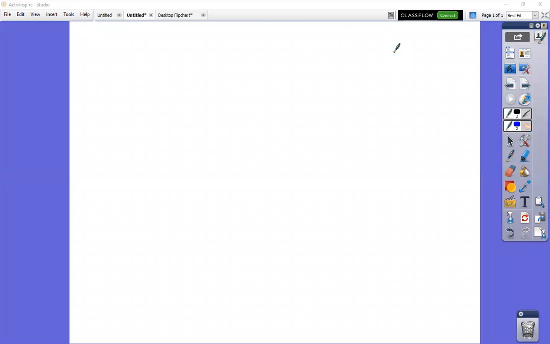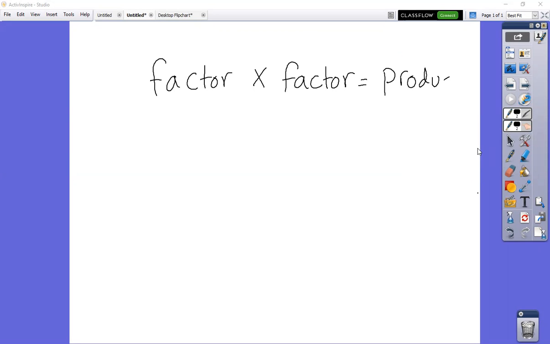Okay, we are going to talk about missing factors today. So the first thing we need to talk about is what is a factor, okay? So we have a factor times a factor equals the product, because remember, the product is the answer to a multiplication problem. So the product is the answer, okay?